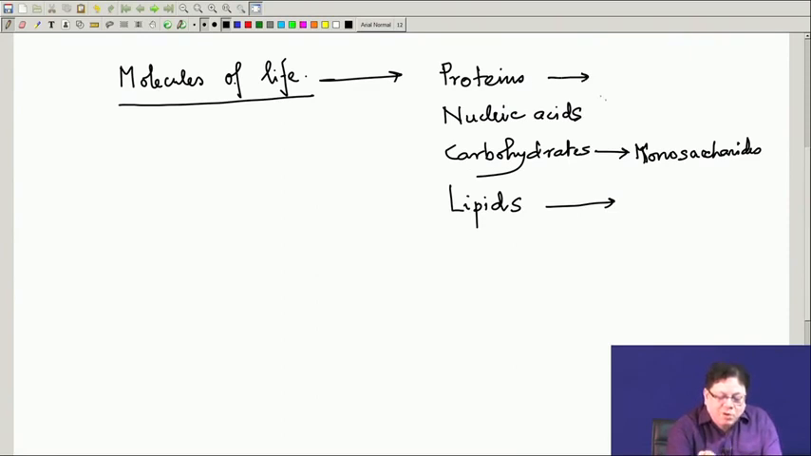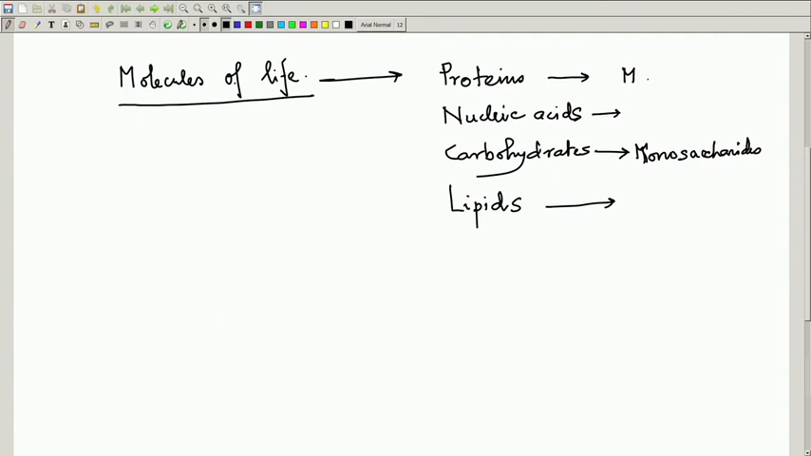The other three categories are all macromolecules. Proteins are macromolecules where the building blocks, we know, are amino acids. Nucleic acids are also macromolecules and their building blocks are nucleotides or deoxynucleotides. We will come back to these nucleic acids elaborately when we describe the DNA and the RNA molecules. Carbohydrates are also made up of monosaccharides.